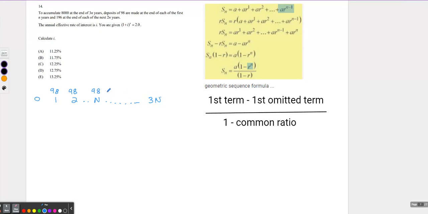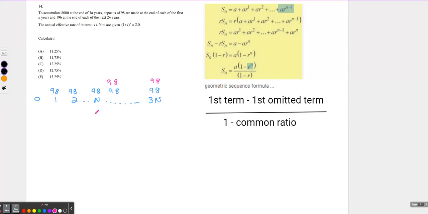Now, 196 is double 98, so I can break it down. I can think of it like, okay, so I still pay my 98, but I'm also going to pay my 98 again because I need to get to 196 now. And as we can see over here, we have the sum of a geometric sequence, and we're definitely going to need to use that here.